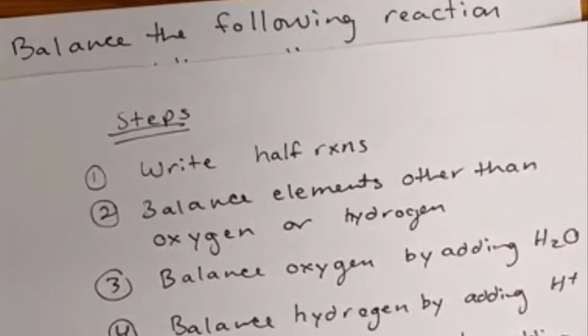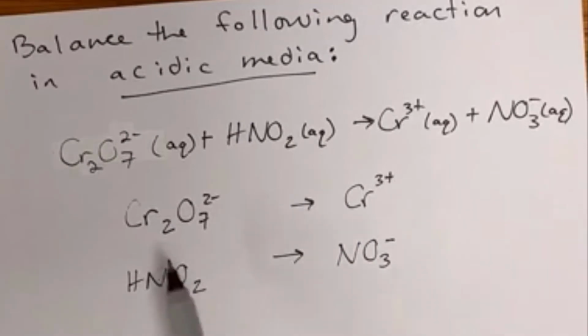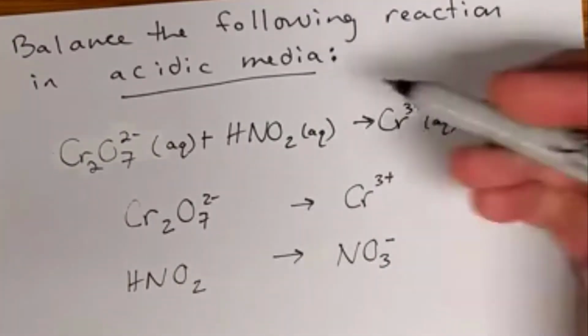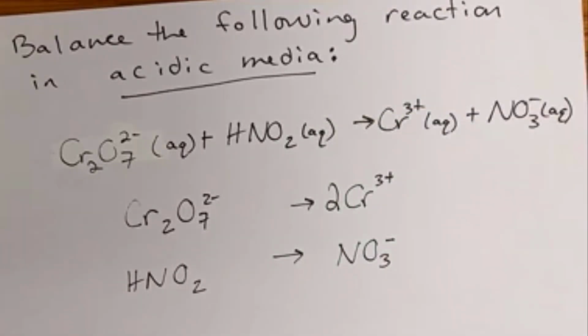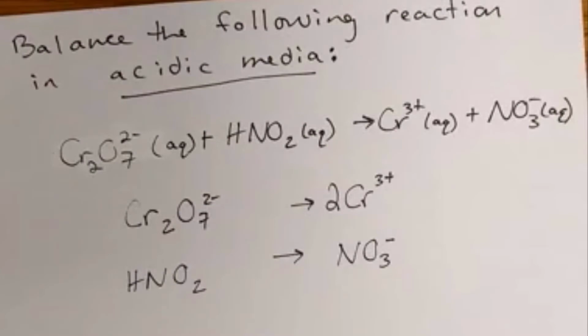Next step says balance any element that you have other than oxygen or hydrogen. So what do I have? I've got chromium over here and chromium over here, but there's 2 over here. So the first thing I have to do is make sure that I have 2 chromiums on this side. I have 1 nitrogen here and 1 nitrogen here. Those are fine. The next step says balance out my oxygens by adding water.